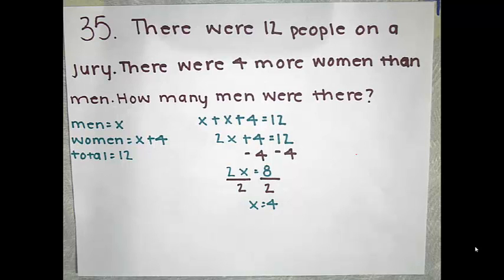I combined the like terms, x and x, and that gave me 2x plus 4 equals 12. I then subtracted 4 on both sides, leaving me with 2x equals 8 because 12 minus 4 is 8. And then I divided by 2 on both sides, leaving me with x equals 4. And since x represented men, x equals 4 is your answer.